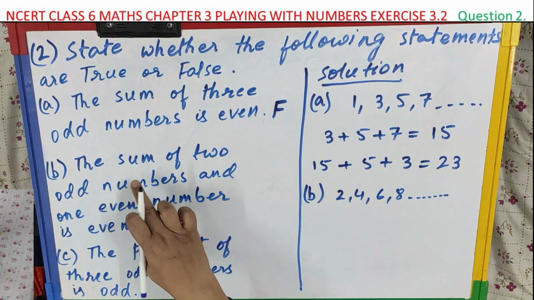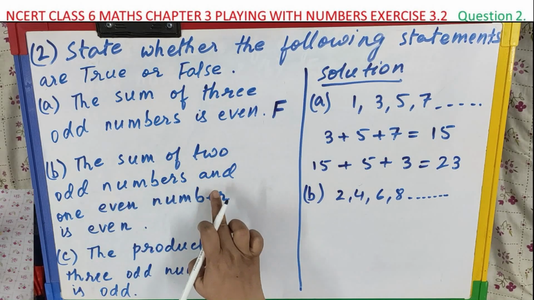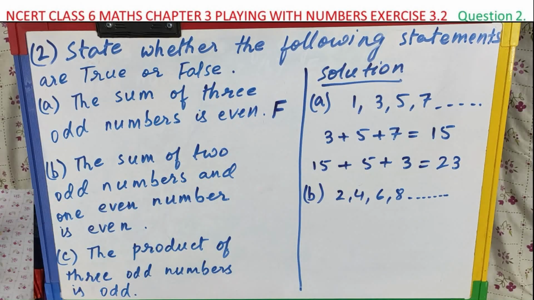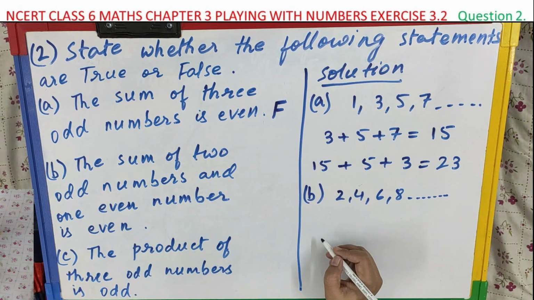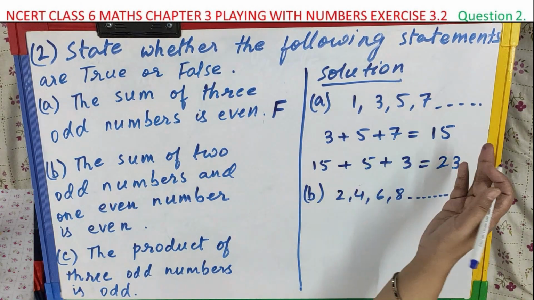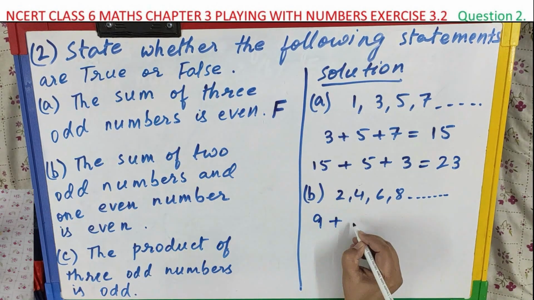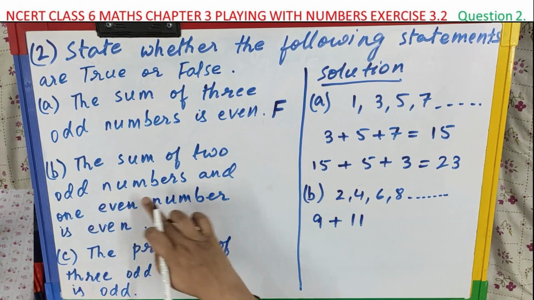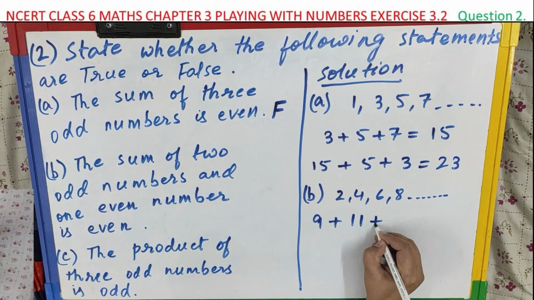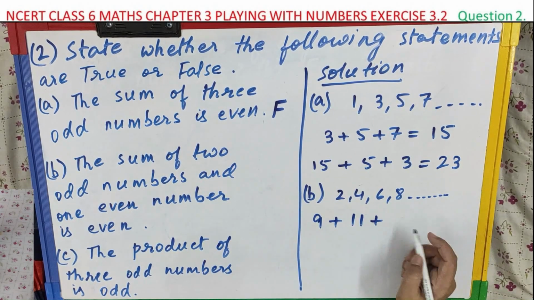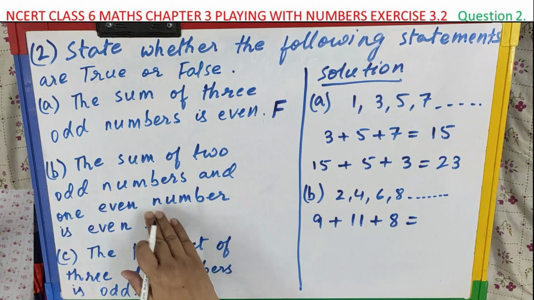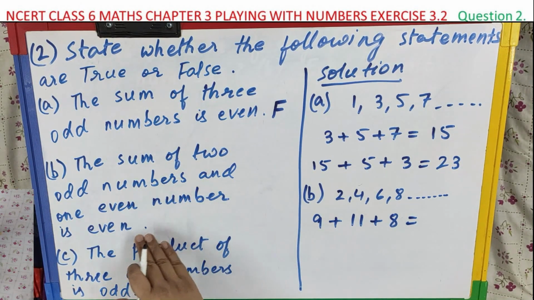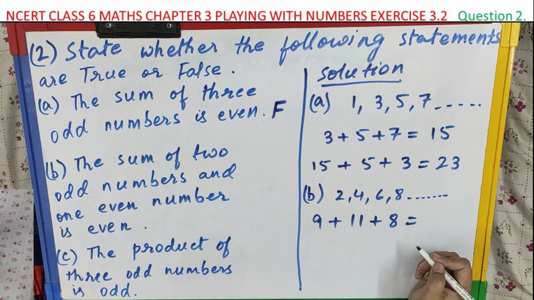This statement says the sum of two odd numbers and one even number is even. So let us take two odd numbers, any two odd numbers: 9 plus 11. These are two odd numbers, and one even number. Let us take 8. What will be the result? This statement says that the sum of two odd numbers and one even number is even. So let us check.